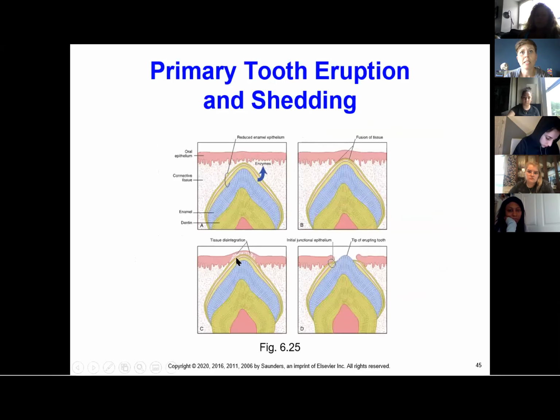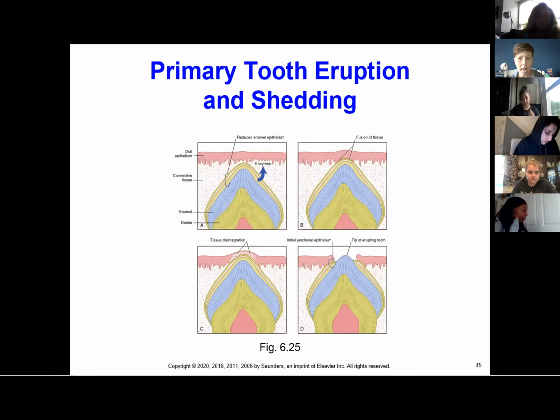So you have that tissue disintegrating here. You can see here's your oral epithelium, here's your reduced enamel epithelium, because everything starts to shrink down. You start to get the fusion of the reduced enamel epithelium to the oral epithelium, and then the tissue disintegrates, and the initial junctional epithelium pulls back, and the tip of that tooth starts to erupt.